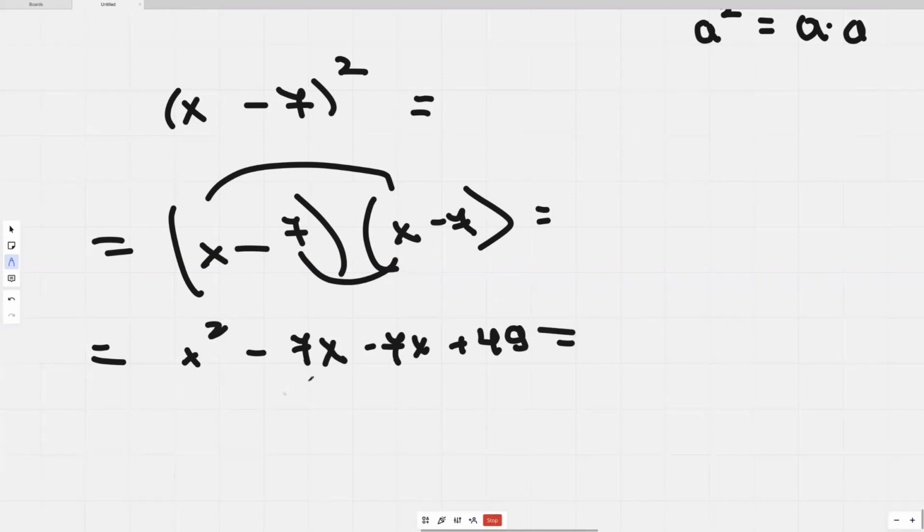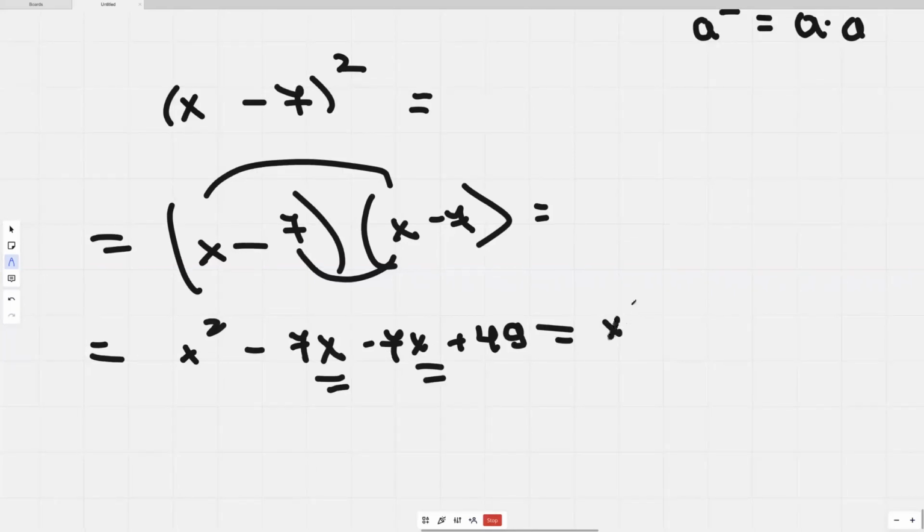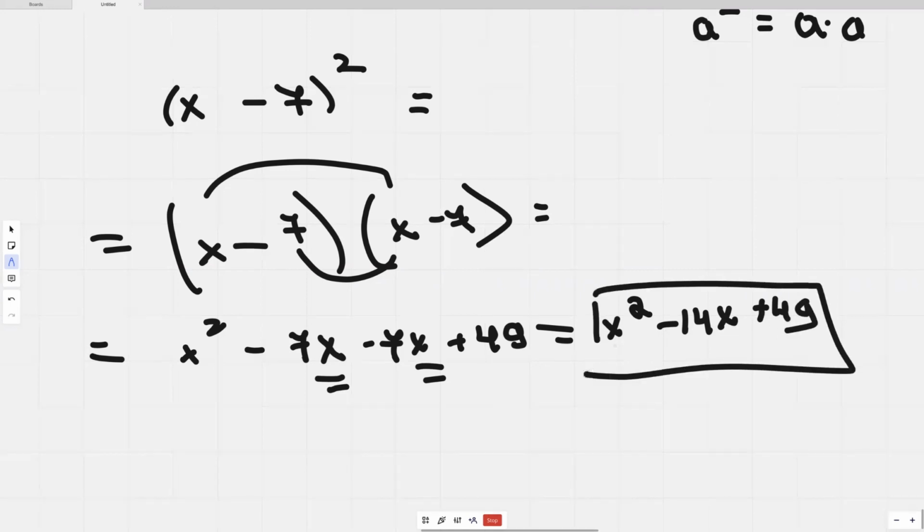So here we have like terms again, x and x. So 2 times -7 is equal to -14. So x squared - 14x + 49 will be our final answer in simplified form. Nothing left to simplify, nothing left to expand. That is the final answer for it.